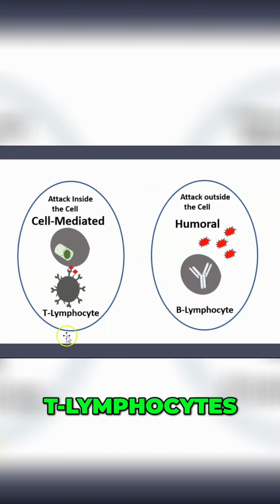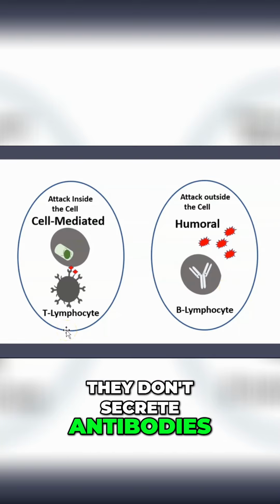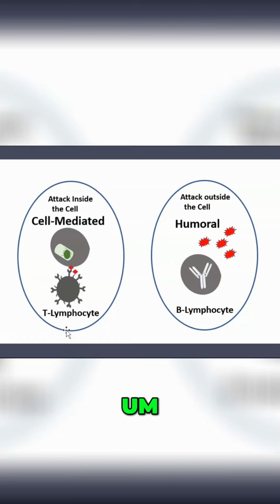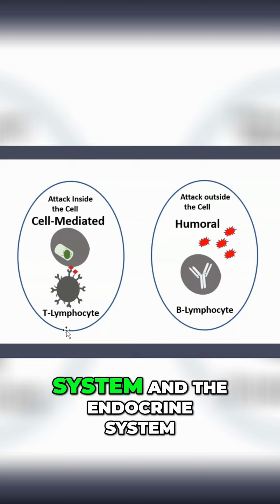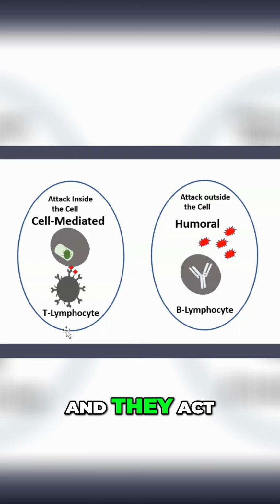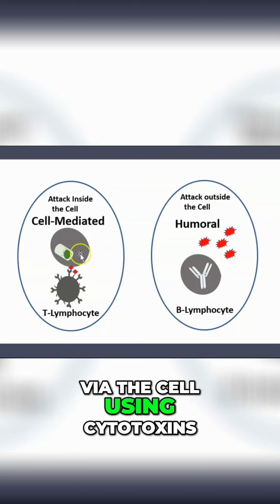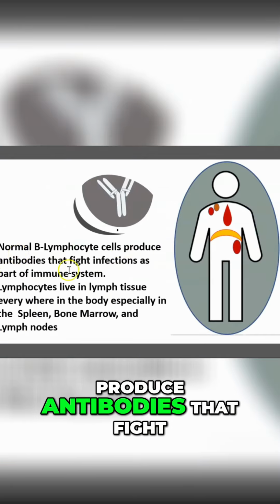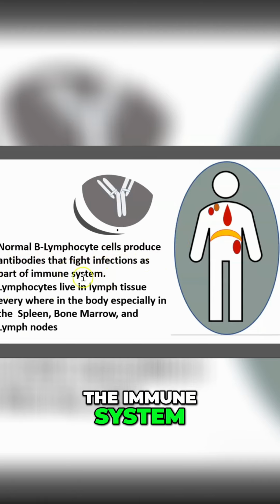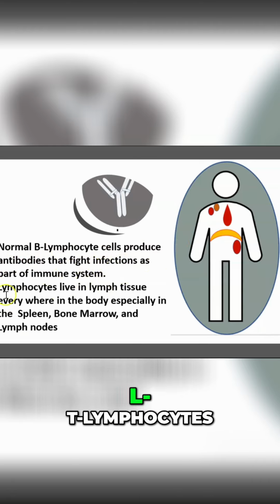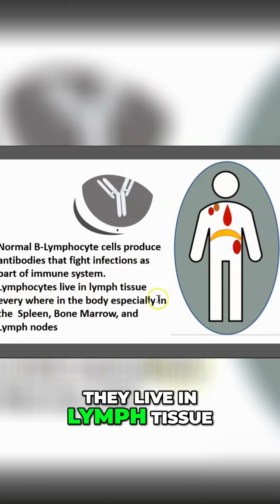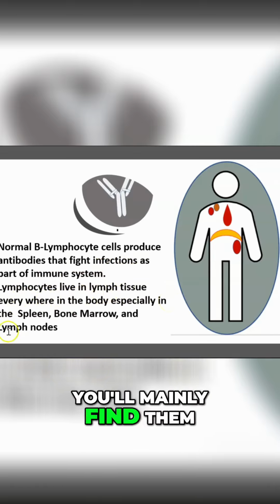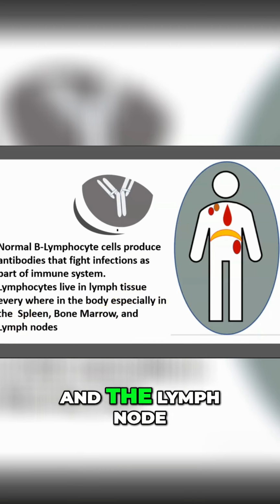Anyways, T lymphocytes, however, don't secrete antibodies. They depend on the thymus, which is located in between both lungs. It's a gland that's part of the lymphatic system and the endocrine system, and they act via the cell using cytotoxins. So normal B lymphocyte cells produce antibodies that fight infections as part of the immune system. They move through the bloodstream. T lymphocytes, on the other hand, live in lymph tissue everywhere in the body, but you'll mainly find them in the spleen, the bone marrow, and the lymph node.